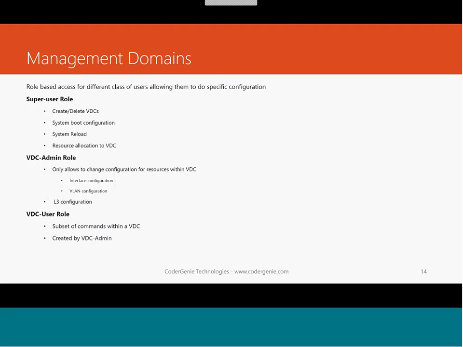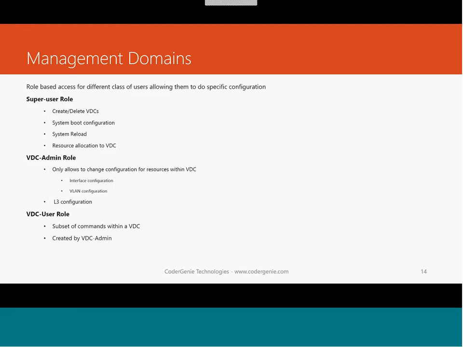As I mentioned before, super user is used to help allocate the VDC interfaces. Super user is the one which allows you to create or delete VDCs. It allows you to modify the system boot configurations. And it is the only one which allows you to do a system reload. You cannot do that with any other role within the system. And obviously, you can do resource allocation for the VDCs. The VDC admin role is specific to the VDC and allows you to change the configuration for resources within the VDC.